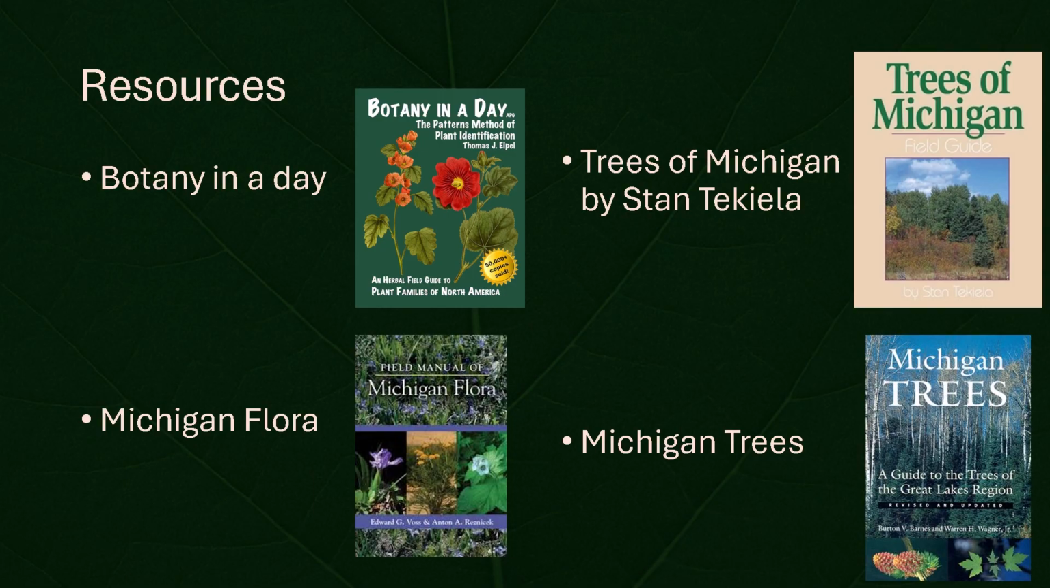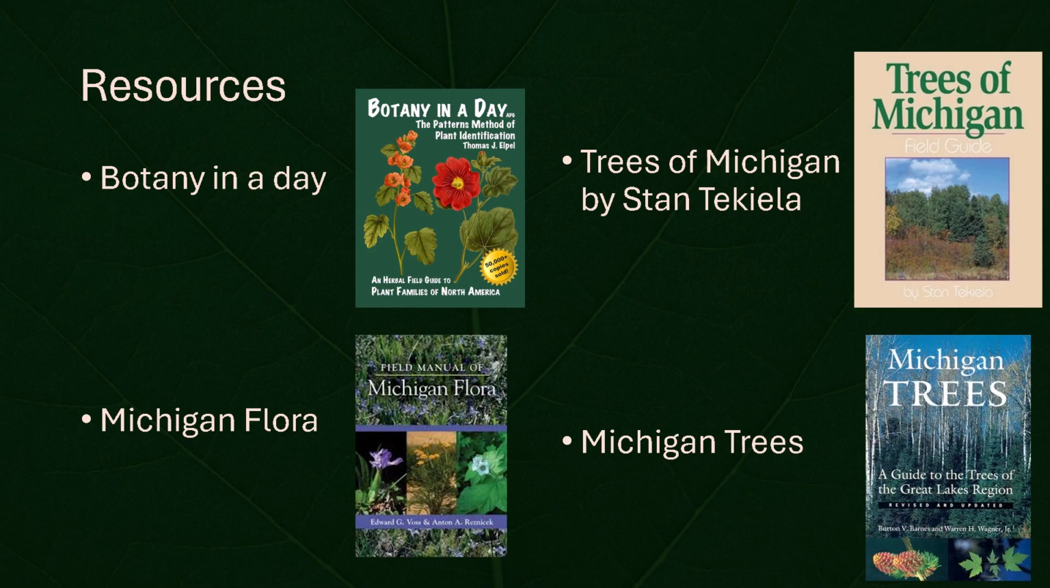And the first book I recommend is called Botany in a Day. What this book does is it teaches you how to identify plants by family, which is sort of a top-down approach that gives you a broader understanding of plant relationships and traits. And learning plant families really makes recognizing new species and putting everything together much easier.